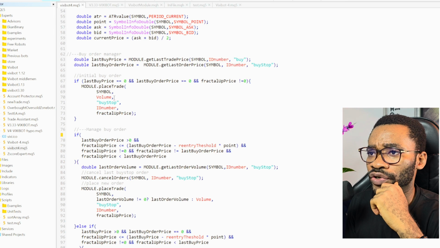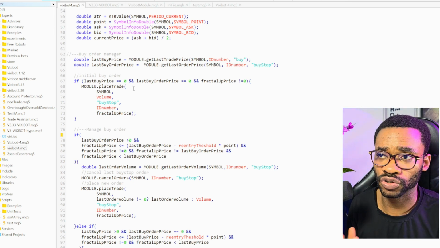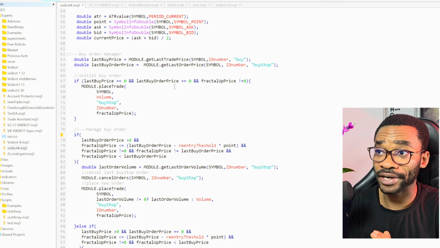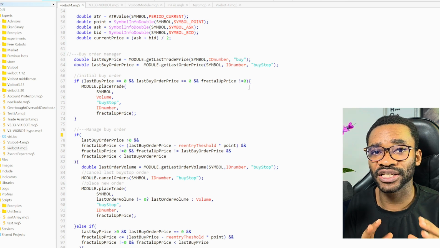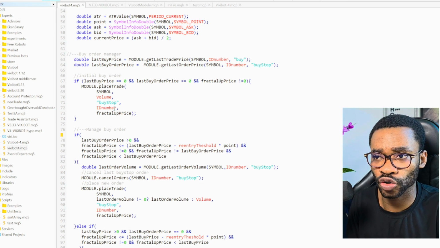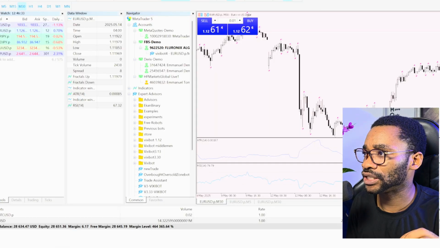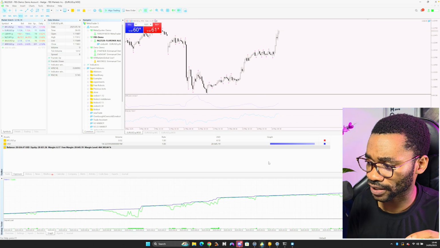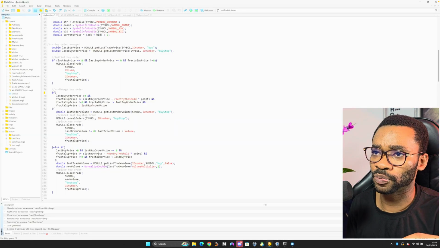What we are actually doing here is checking that no position is placed already, which is last buy price equals 0 and last buy order price equals 0, which means there's no position and there's no order. So when there's no position and no order and the fractal up price is recognized, which is fractal up price not equal to 0, we are going to place a buy stop on the fractal up price. Whenever you see the fractal up price and there's no position already, we will execute a trade on the fractal up price. And then what next are we going to do when we execute the trade?